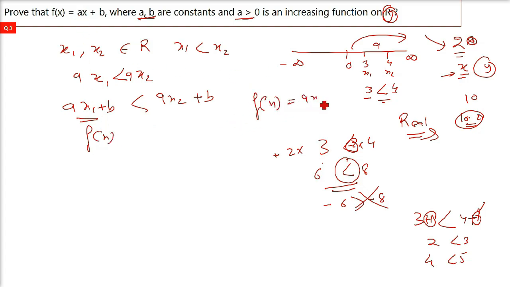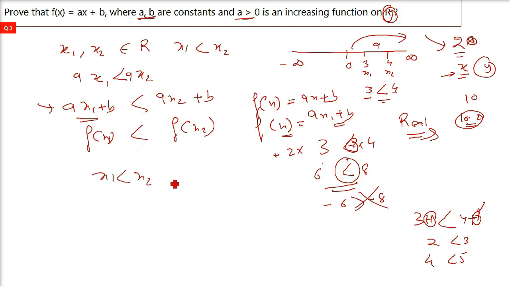So this ax1 plus b is what? fx is ax plus b. So fx1 will be what? ax1 plus b. fx2 is what? ax2 plus b. So this ax1 plus b is nothing but fx1 only. That is the function only. And this is fx2. That means that if x1 is less than x2, this implies, this proves that fx1 is less than fx2. If you take two numbers and they have a certain relationship, the function also has the same relationship. In this case, the less than, that is, the function is increasing in the domain of real numbers.